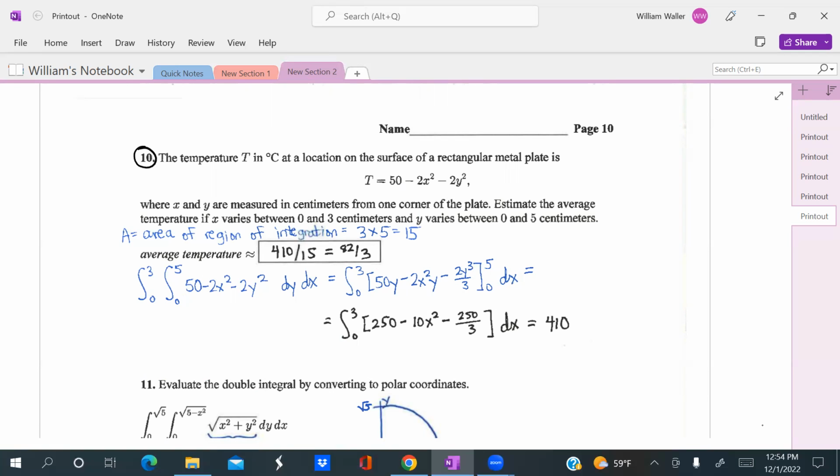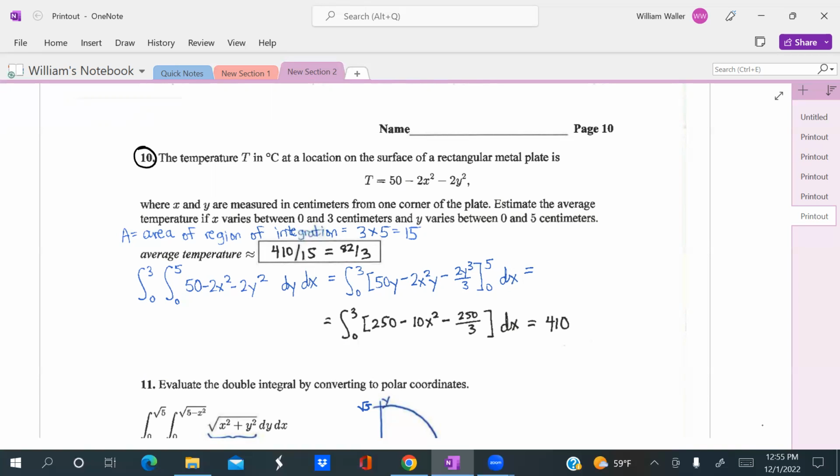So how do you calculate this average temperature? Well, that's just an average value computation. You integrate the two variable function over this region and then divide by the area of the region. The area of the region is easy to calculate since it's a rectangular region. The area is just going to be length times width, so that's 3 times 5, which is 15.